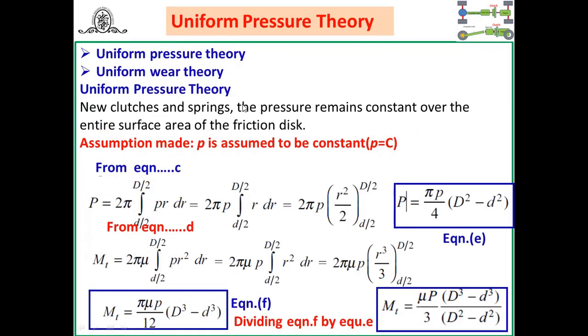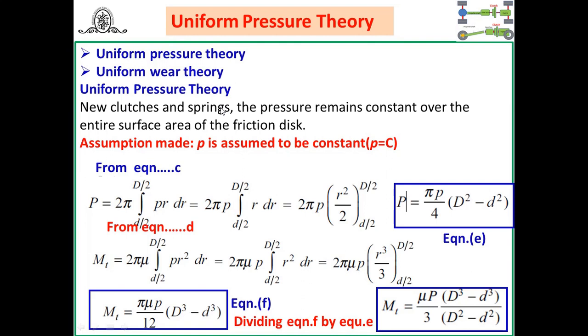But this is possible only when the clutch is new and the springs are new. After some period of time, it does not remain constant. Remember this. So for new clutches, we can use uniform pressure theory. But when the clutch gets worn out after some period of time, we have to use uniform wear theory. So while designing clutches, always prefer uniform wear theory instead of uniform pressure theory. Uniform pressure theory is applicable only to new clutches.